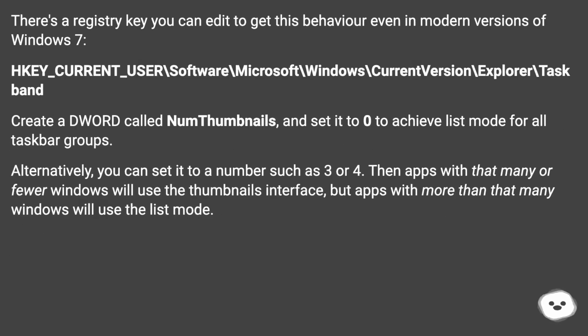There's a registry key you can edit to get this behavior even in modern versions of Windows 7. HKEY_CURRENT_USER/Software/Microsoft/Windows/CurrentVersion/Explorer/Taskband. Create a DWORD called NumThumbnails, and set it to 0 to achieve list mode for all taskbar groups. Alternatively, you can set it to a number such as 3 or 4. Then apps with that many or fewer windows will use the thumbnails interface, but apps with more than that many windows will use the list mode.